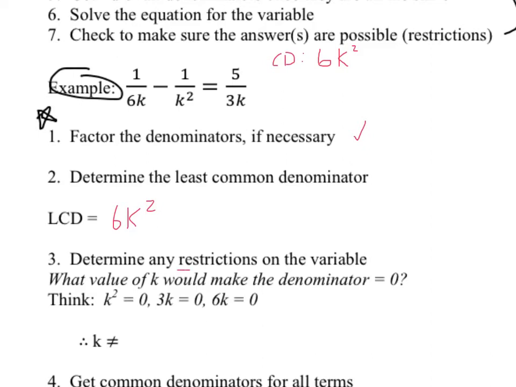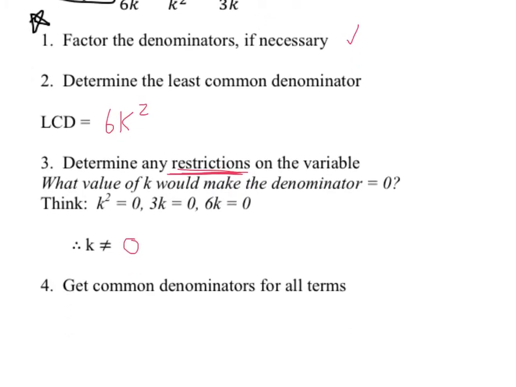Now, restrictions are solutions that you can get, but if you put it back in, it wouldn't work because of the way the problem is set up. So in other words, we look for things like what would cause a denominator to become a 0, because we cannot divide by 0. That's the main thing you think about with fractions. So what value, if this is the least common denominator, can k not be? So in this particular case, k cannot be 0 because 6 times 0 squared is 0, which makes the fraction undefined. So one little thought there that goes into these kinds of questions.